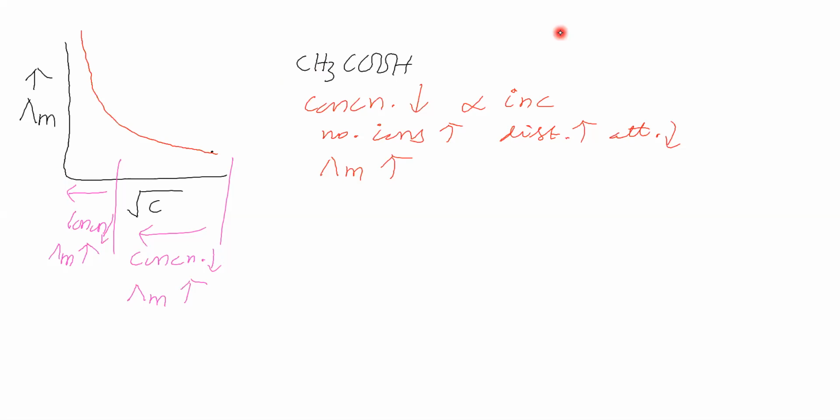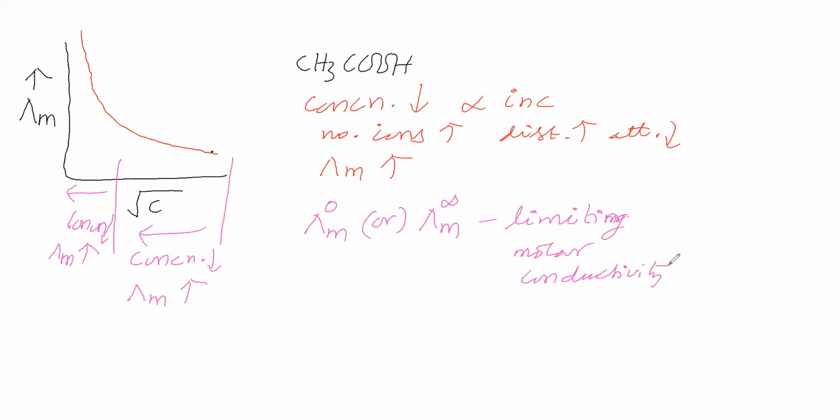So when the concentration approaches 0, the molar conductivity is symbolically represented as lambda m 0, molar conductivity at 0 concentration, or we can say lambda m infinity. This is called molar conductivity at infinitely diluted solution. It is also called limiting molar conductivity. Why do we say the word limiting?